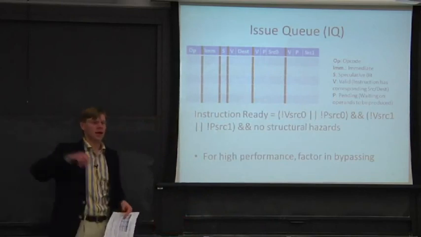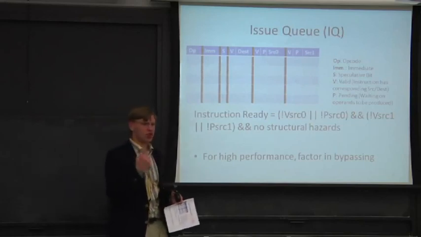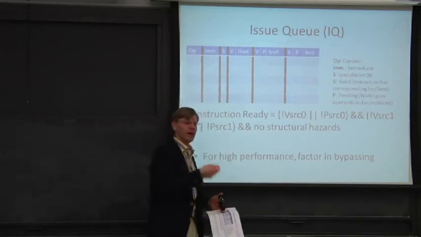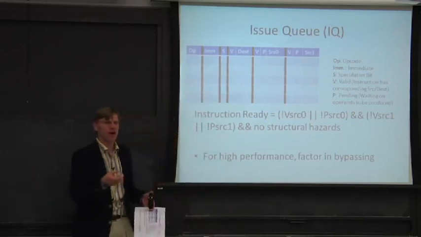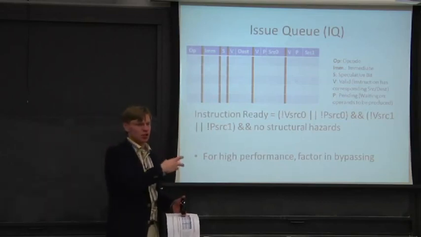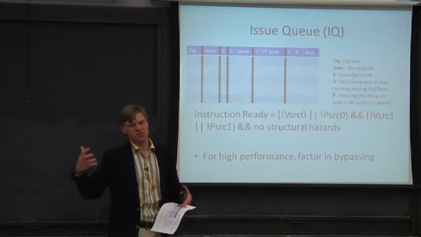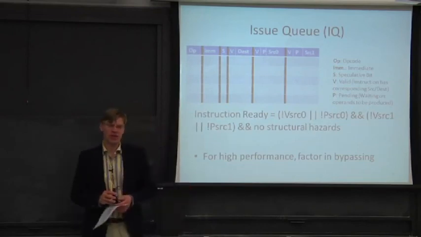And then, because we're only, let's say, going to have single issue on this processor, you can only pull one thing out at a time. So you need to pull one thing out, and you need some way to leave the other instruction in the issue queue, having all of its operands ready. So that's how you do that.